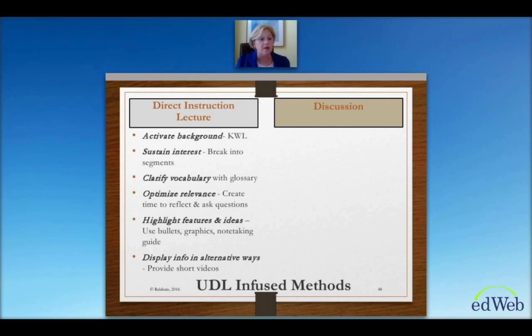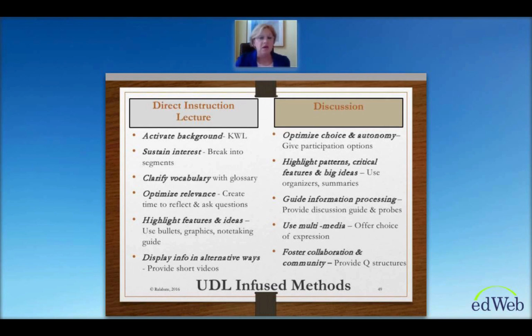Note-taking templates are fabulous. And also making sure that you display information in alternative ways. Providing short videos. I learn better from videos, I know, than others. That's one of the reasons why the book has 7 videos in it. Under discussion, these are some of the ideas that I came up with. You might come up with other examples of how you can infuse the UDL guidelines into a discussion.